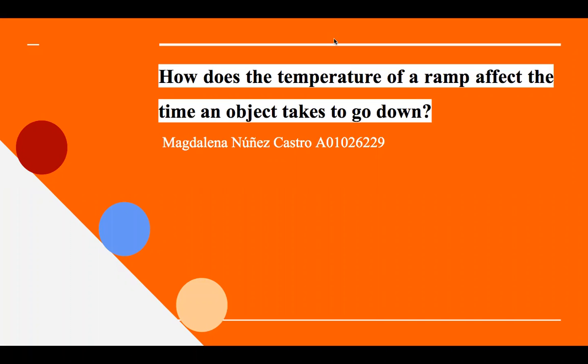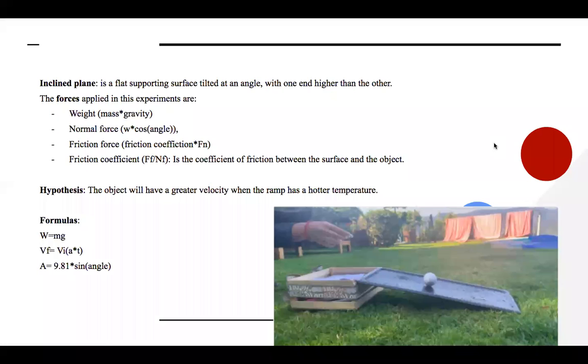Hello, everybody. My name is Magdalena Núñez, and in this experiment, I will answer the question of how the temperature of a ramp affects the time an object takes to go down? As the question describes, my project will consist of understanding and figuring out how the temperature affects the time of the object on the inclined ramp, which depends on many things such as the acceleration, velocities, inclination of the ramp, and forces. And this will be done first by testing different temperatures on the same ramp with the same object.